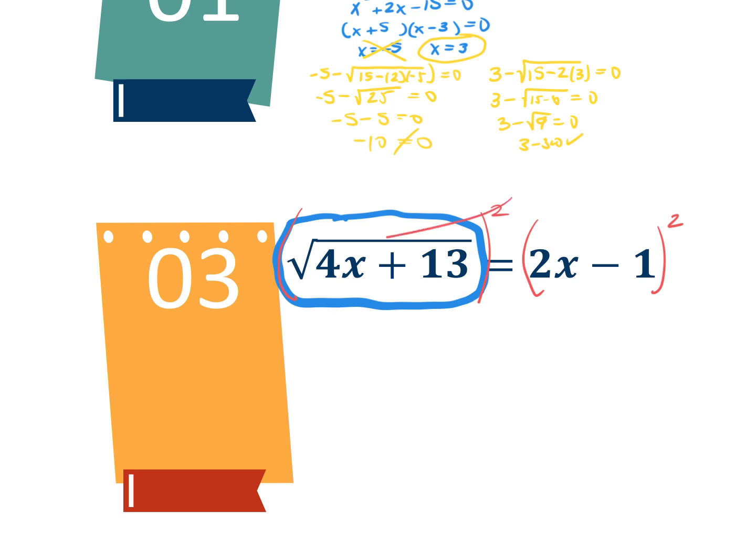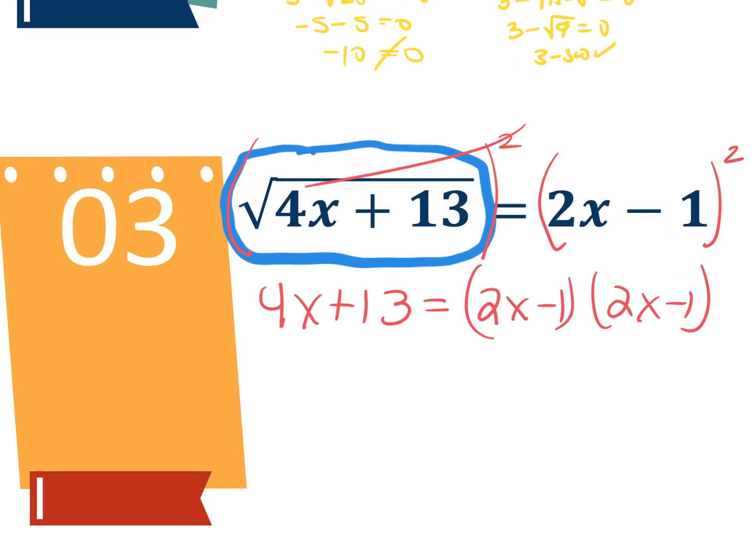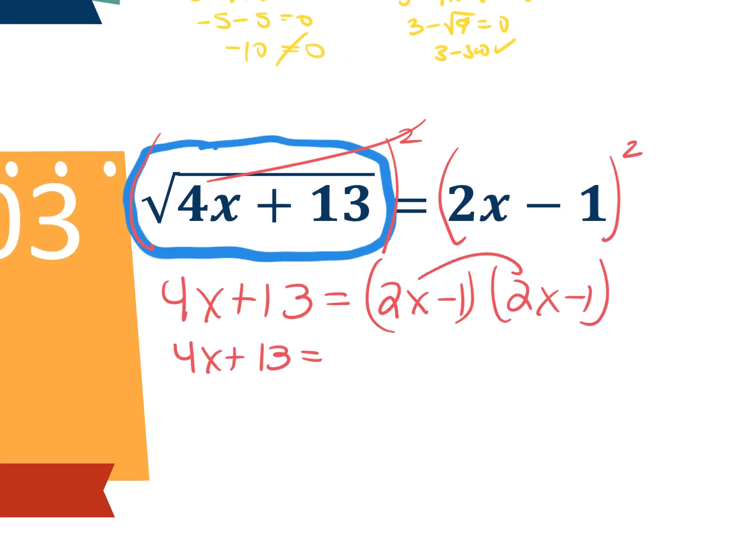So when we square a square root over here, we have 4x plus 13. And then over here I have 2x minus 1 times 2x minus 1. Good. And now we're just going to go ahead and FOIL, combine like terms, all that good stuff. So I'm left with 4x plus 13 over here. On the right-hand side, 2x times 2x is 4x squared. 2x times negative 1 is minus 2x. Negative 1 and 2x is minus 2x. And negative 1 and negative 1 is going to give me a plus 1.